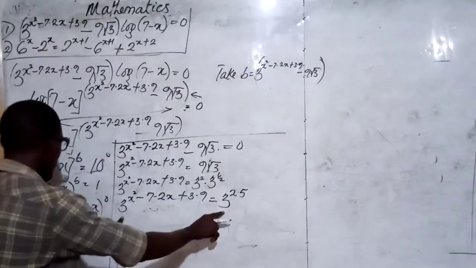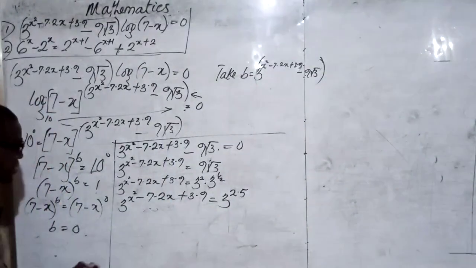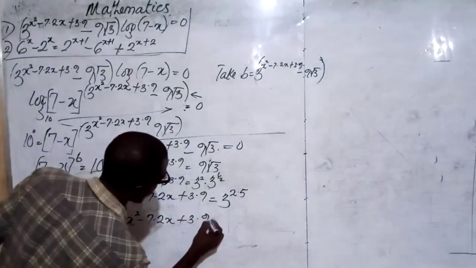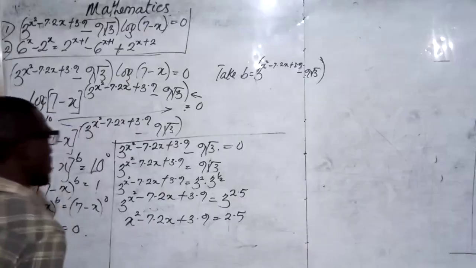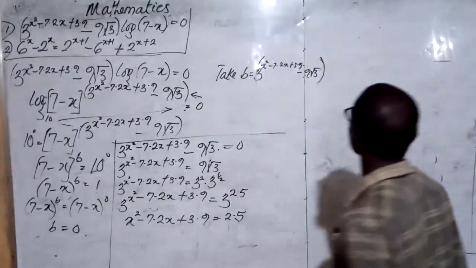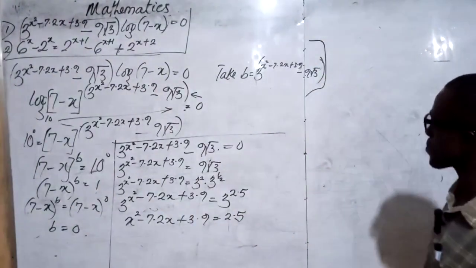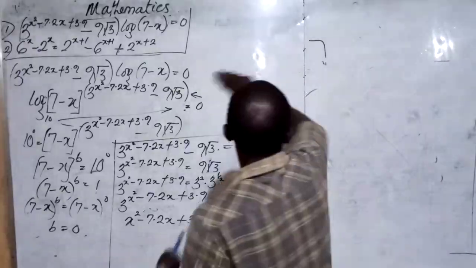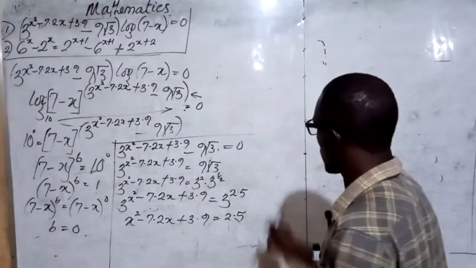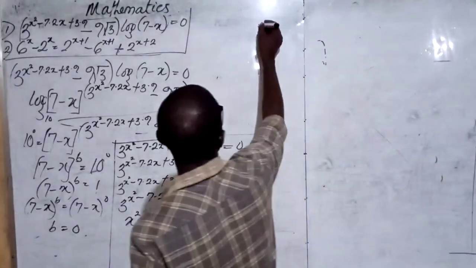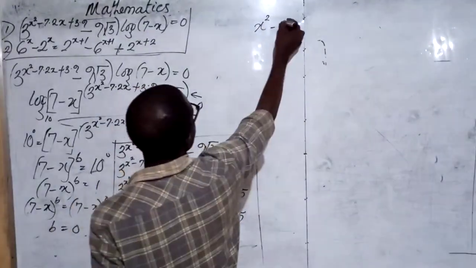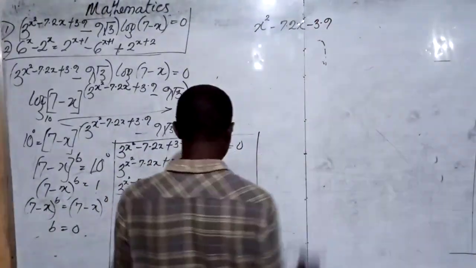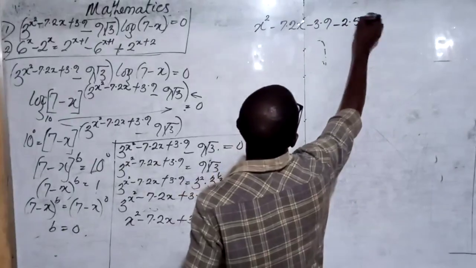So because the bases are now the same, just like we did here, it means that the powers too must be the same. So we have what? X squared minus 7.2x plus 3.9 is equal to what? 2.5. I think we are getting somewhere now. So we can now bring this guy here. We have utilized this, it has served its purpose, so let's just clean it off. Our equation becomes x squared minus 7.2x plus 3.9, let this guy come in so it becomes quadratic, minus 2.5 is equal to 0.